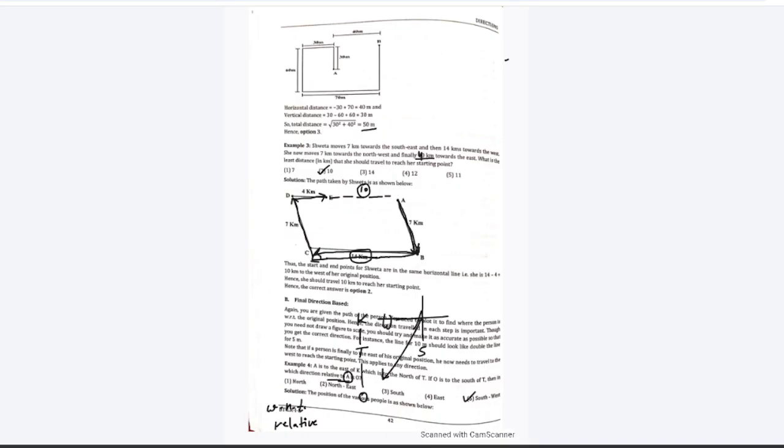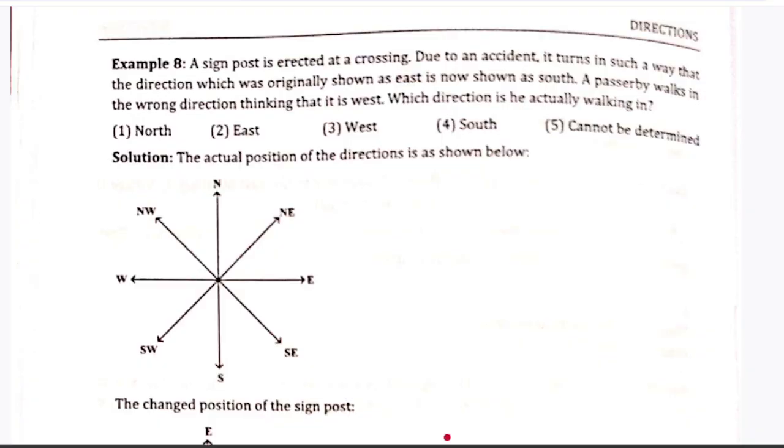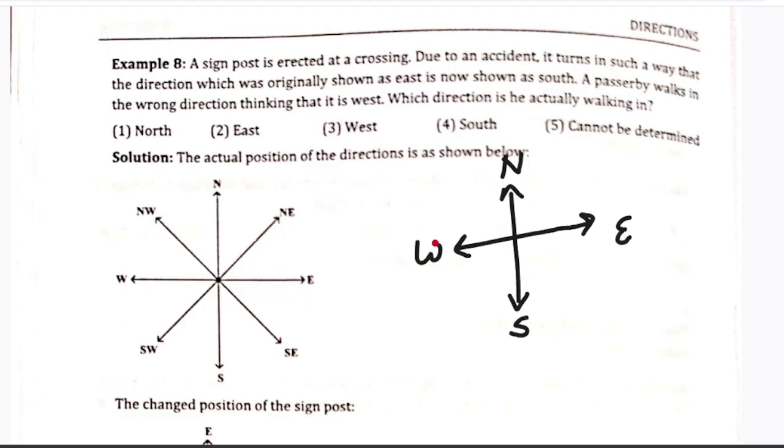Now another kind of question which we were saying, number 8. Now a signpost is erected at a crossing. A signpost like you see on roads, we can see them. So this is a signpost which we have, where it is written north, south, east, and west. Now due to an accident, it turns in such a way that the direction which was originally shown as east, this direction which is east, is now shown as south.